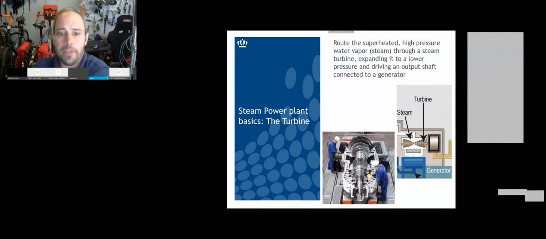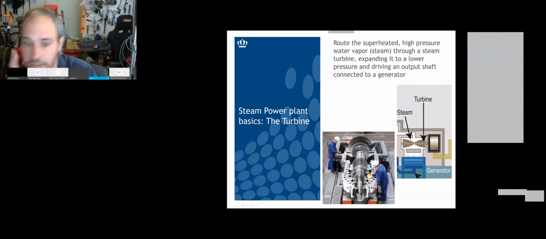Next thing we do is route the superheated steam, which is high pressure water vapor, through a steam turbine, and it expands to a lower pressure and drives an output shaft connected to a generator. A steam turbine, you see these down here, it's opened up, that's the casing. It's basically an axial flow. It goes down the length of that, spinning those blades, and that spins the output shaft, which hooks up to the generator and generates electrical power.